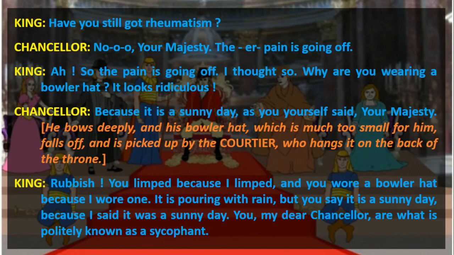He bows deeply, and his bowler hat, which is much too small for him, falls off and is picked up by the courtier, who hangs it on the back of the throne. King: Rubbish, you limped because I limped, and you wore a bowler hat because I wore one. It is pouring with rain, but you say it is a sunny day because I said it was a sunny day. You, my dear Chancellor, are what is politely known as a sycophant.